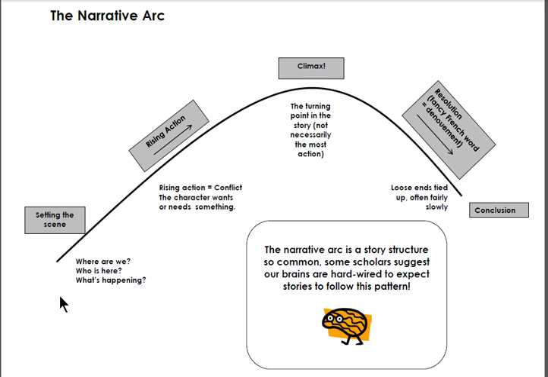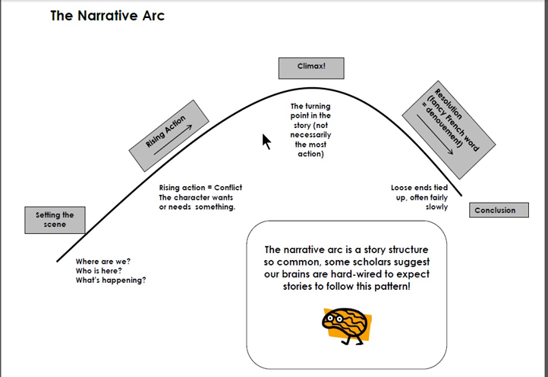So the first thing stories do is set the scene. Who is here? Who are we? Who is the narrator? What's happening? Where is this place? What's it like? The next thing is the rising action. Rising action is a conflict. In every story, there's a conflict, which essentially is the character wants or needs something. And that is the idea of the rising action, that this conflict is coming about.